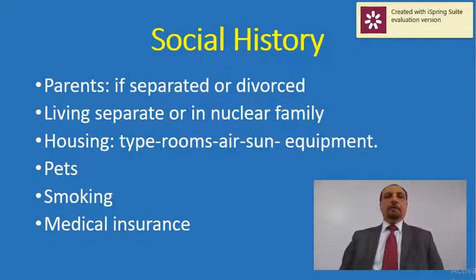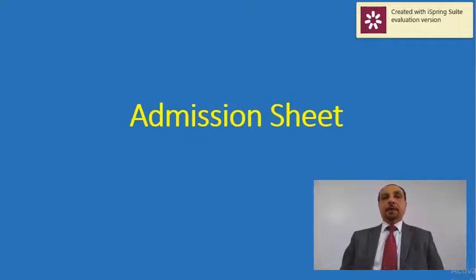For the child especially coming with bronchial asthma, we will take the history of whether the father or mother is smoking, as this will affect the child too much, and whether this family has medical insurance to be sure that they can get health services any time. Now we will speak briefly about the admission sheet.